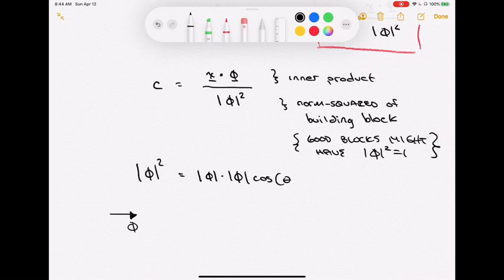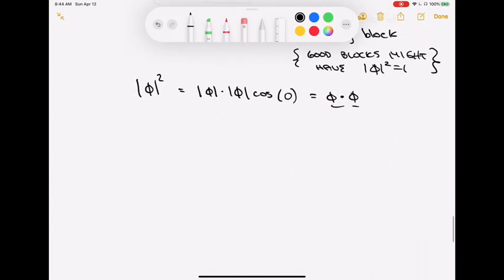cosine of 0, whoops, let's make that a 0, not a theta. The theta is 0, cosine of 0 in there, which is just phi dotted with phi. So I can get that bottom also with an inner product. It's just a projection of something on itself. So we can do all of this stuff through these inner products, or what you might have more commonly heard of as a dot product. Okay.